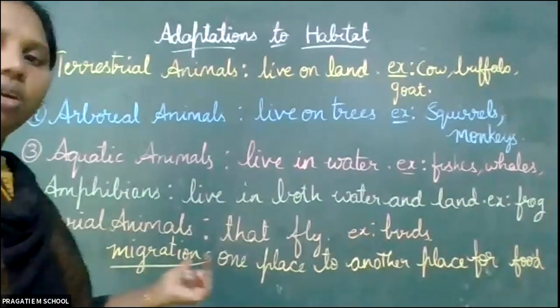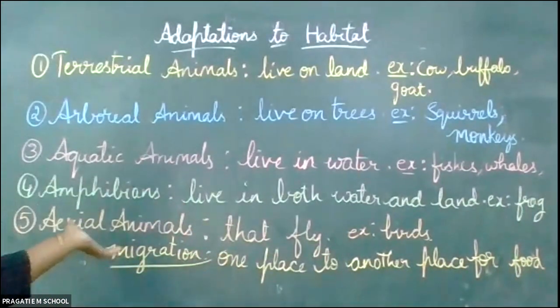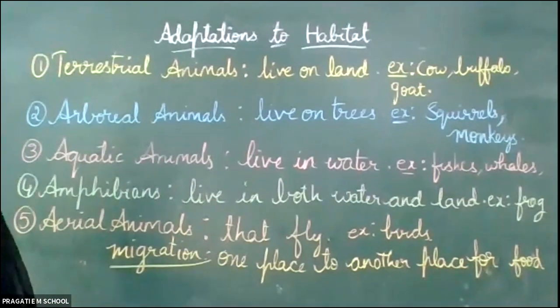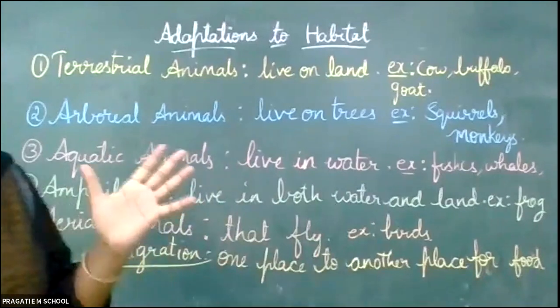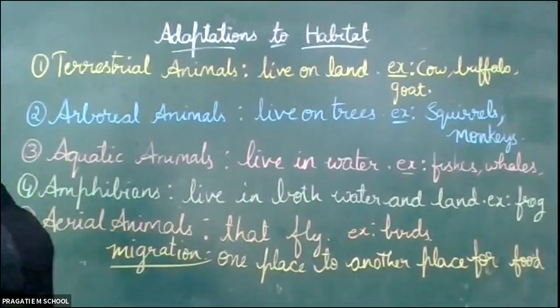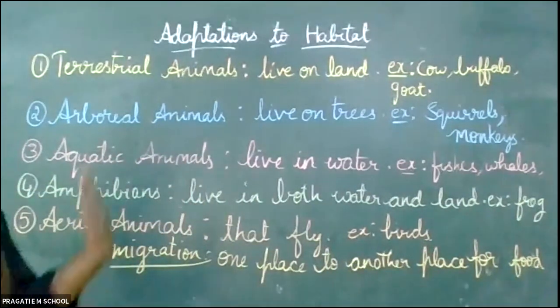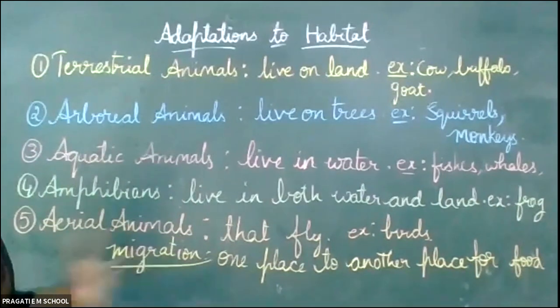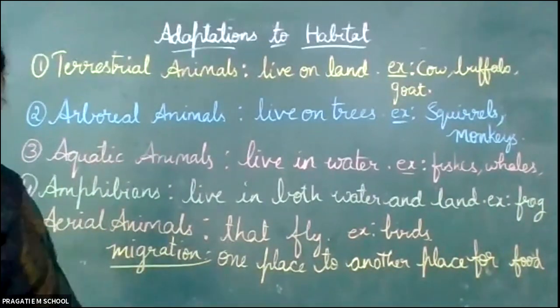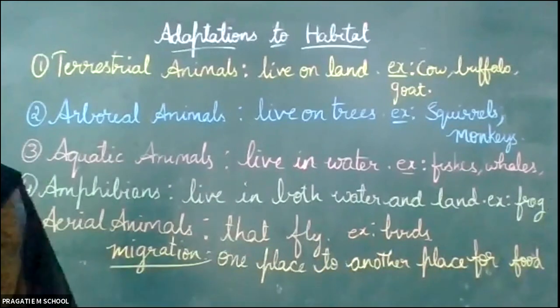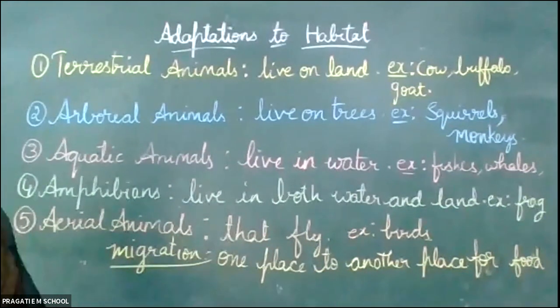For example, what are the examples for migration? If you observe the fishes, they will go from oceans to seas, migrating from one place to another place. Birds also will go, some animals also will go. So that is about migration.